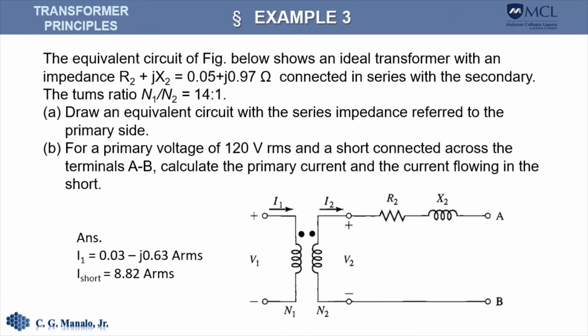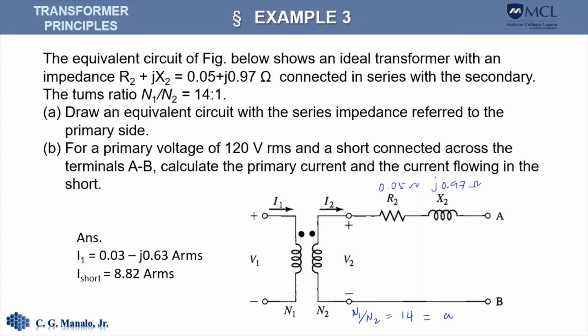Let's have an example to show how to get the parameters of a transformer. Let's say we have a step-down transformer where the ratio n sub 1 over n sub 2 equals 14. That is, we have a turns ratio of 14. It is also given that the secondary winding has a resistance of 0.05 ohms and a reactance of j0.97 ohms.